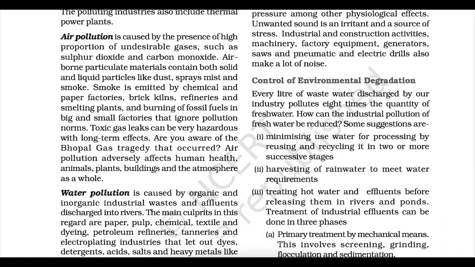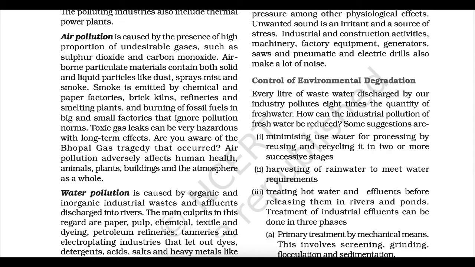Air pollution is caused by the presence of high proportions of undesirable gases such as sulfur dioxide and carbon monoxide. Airborne particulate material contain both solid and liquid particles like dust, sprays, mist, and smoke. Smoke is emitted by chemical and paper factories, brick kilns, refineries, and smelting plants, and burning of fossil fuels in big and small factories that ignore pollution norms.